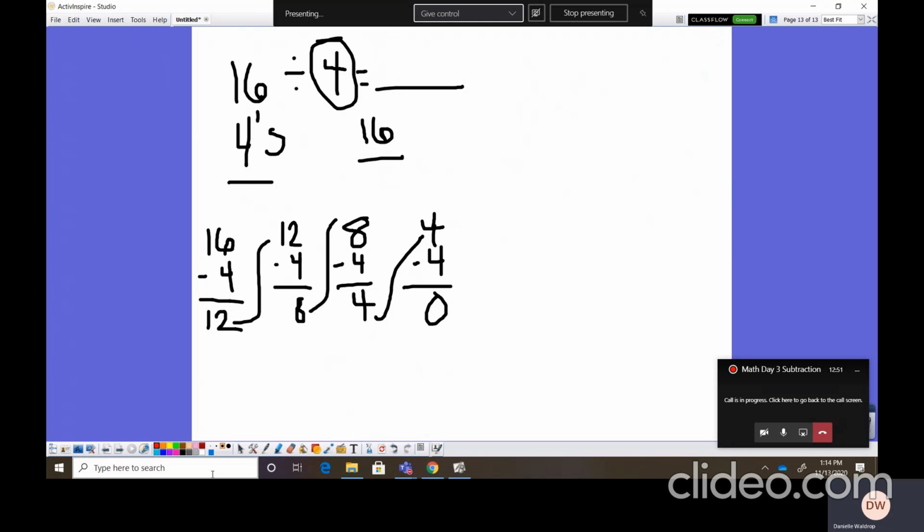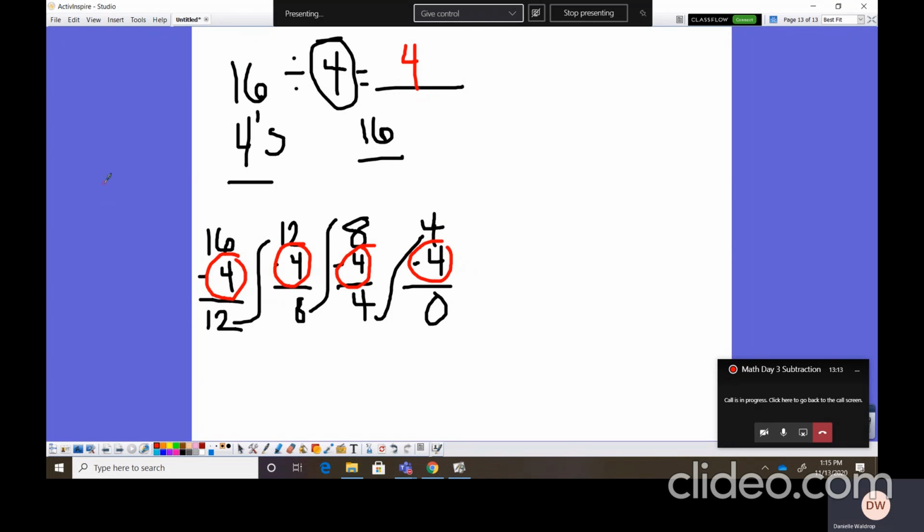And so your next step is just to go back and count how many 4's you took away. So let's go back into your problem. Let's go back and circle how many 4's we took away. We were able to take away 1, 2, 3, 4. So I could take away 4's 4 times. So 16 divided by 4 is 4 because I took away 4 times.